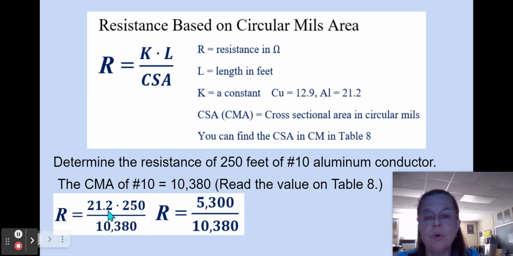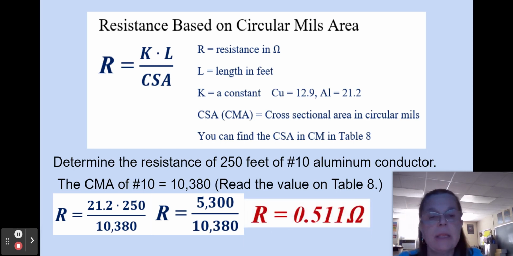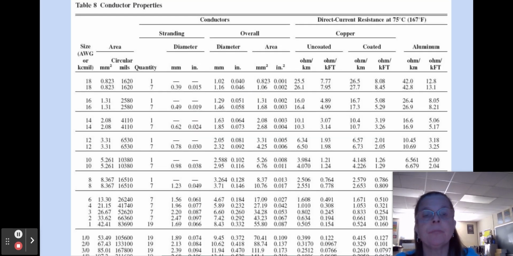Multiply 21.2 times 250 and I will end up with 5,300 divided by 10,380, and I will end up with a resistance of 0.511 ohms. So that will be the amount of resistance in 250 feet of number 10 aluminum wire.